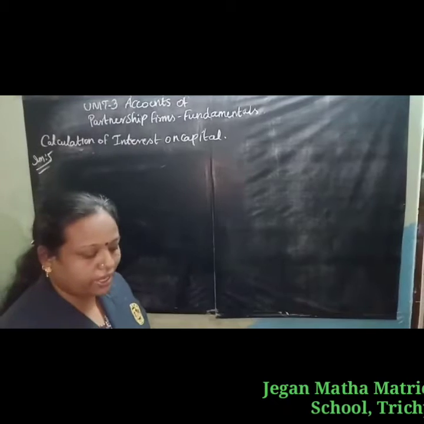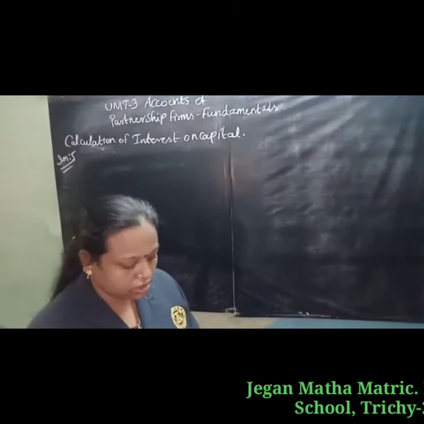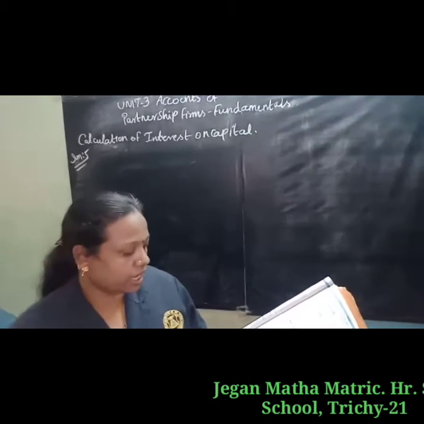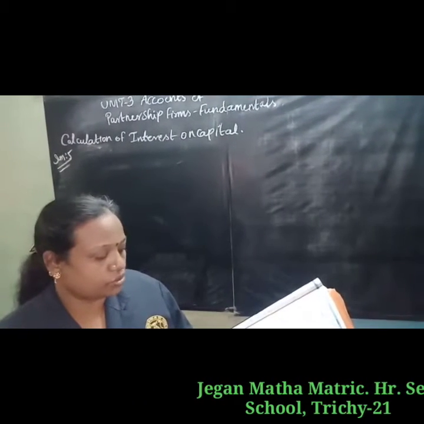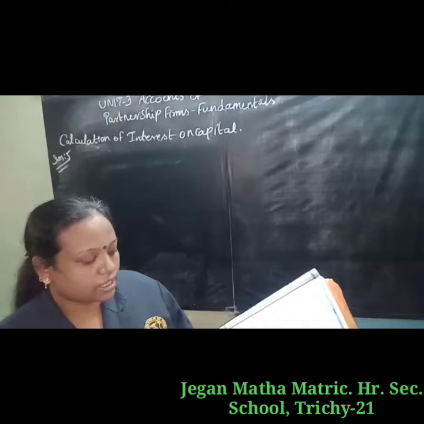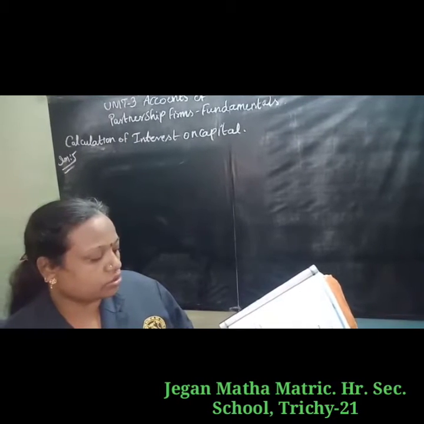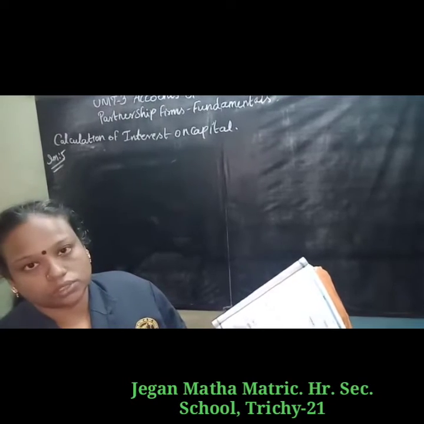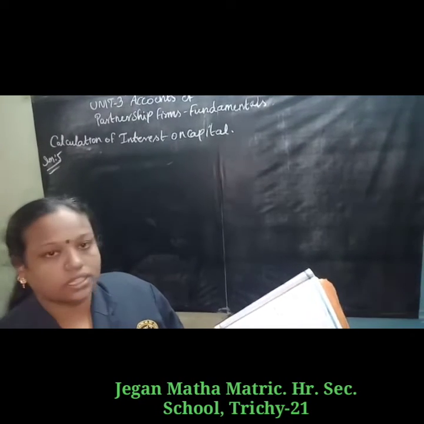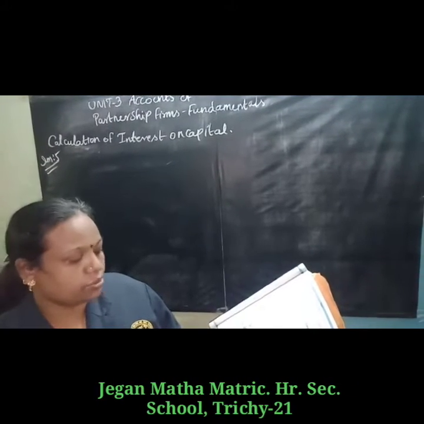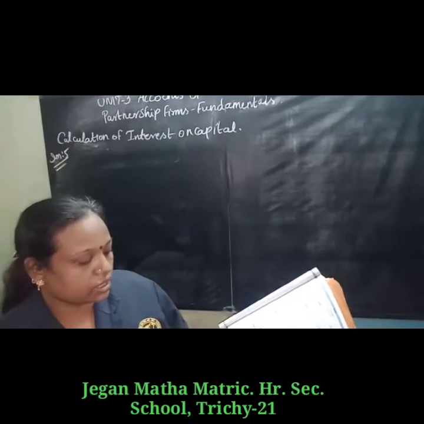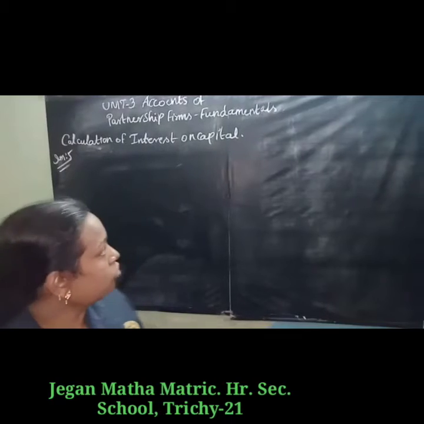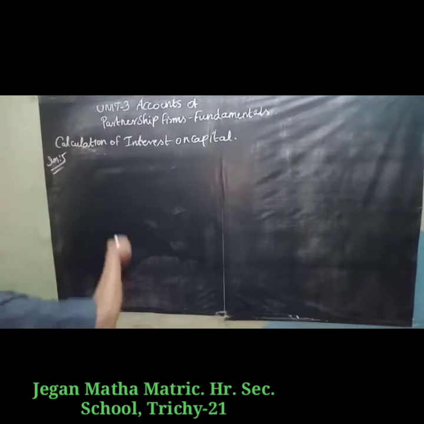Manan and Ramesh are partners sharing profit and losses in the ratio of 3:2 and their capital on 1st April 2018 was Manan 1,50,000 and Ramesh 1 lakh respectively, and their current accounts show credit balances of 25,000 and 20,000 respectively. So calculate the interest on capital at 6% per annum for the year ending 31st March 2019 and show the journal entries. So how to calculate the interest on capital for Manan?